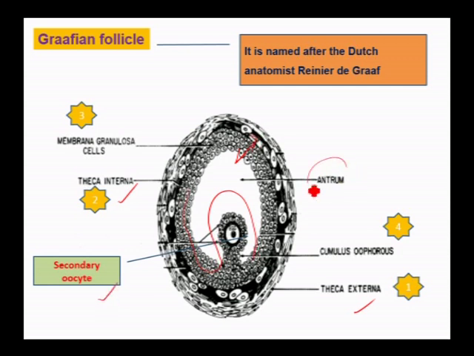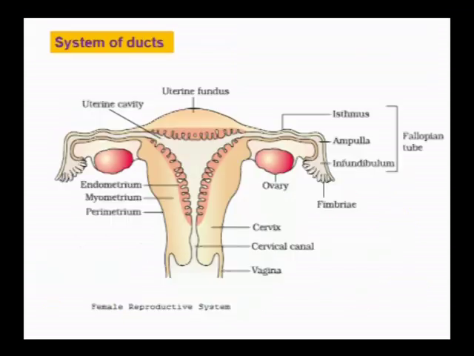The cavity present in the Graafian follicle is called antrum. This is the stage at which ovulation occurs. When ovulation occurs, the ovum is at the secondary oocyte stage. It has completed meiosis one only. It completes its second meiosis only when a sperm enters, at the time of fertilization.